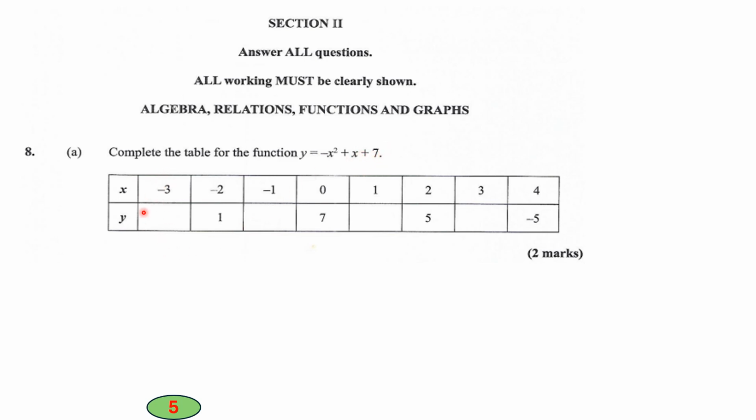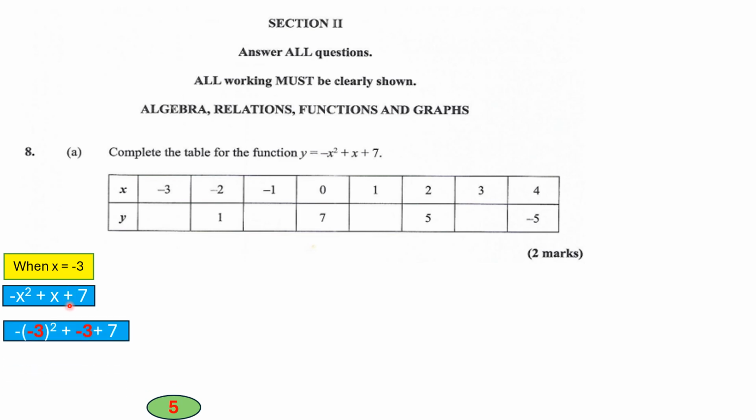So we have negative 3. When x is negative 3, we're going to substitute negative 3 into this function. Wherever we have x, we're going to write negative 3. Negative 3 to the second power: negative 3 times negative 3 is positive 9. But because it is a negative x squared, you're going to get negative 9.